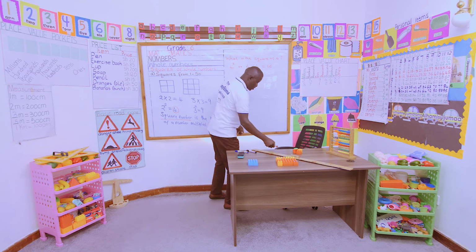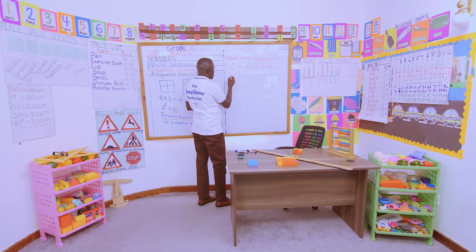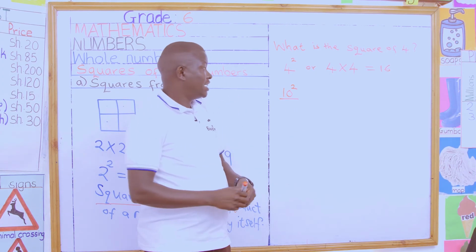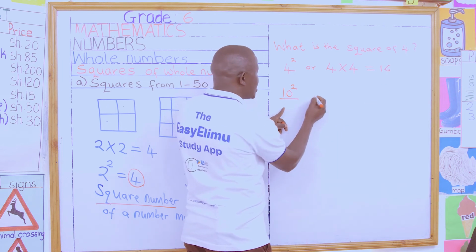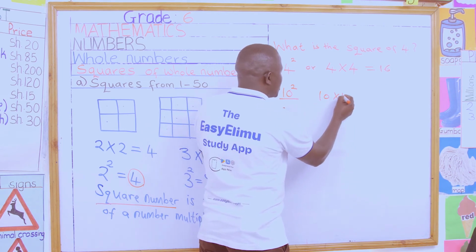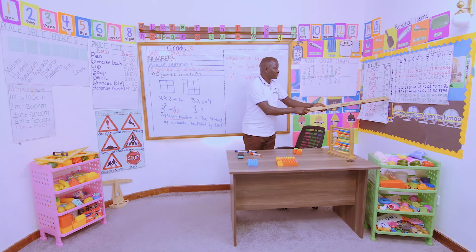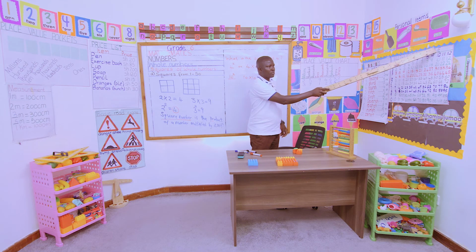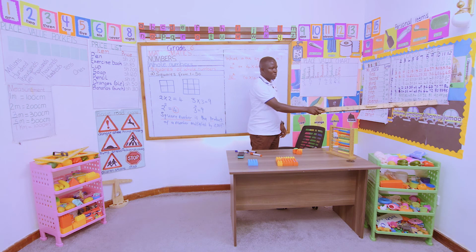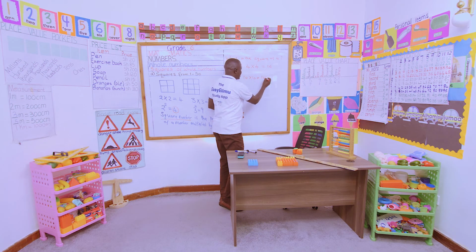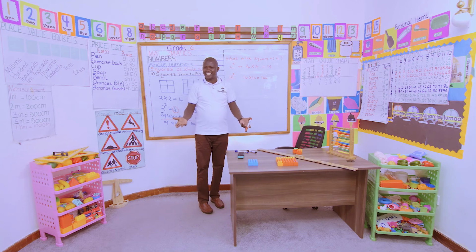Another example, we can also use the multiplication table. What is the square of 10? In other words, this is asking 10 multiplied by 10. What is the answer? Go to the multiplication table. Here we have 10 and we also have 10. Where they meet is what gives us the answer. 10 meets the other 10 at 100. So the square of 10 is 100.